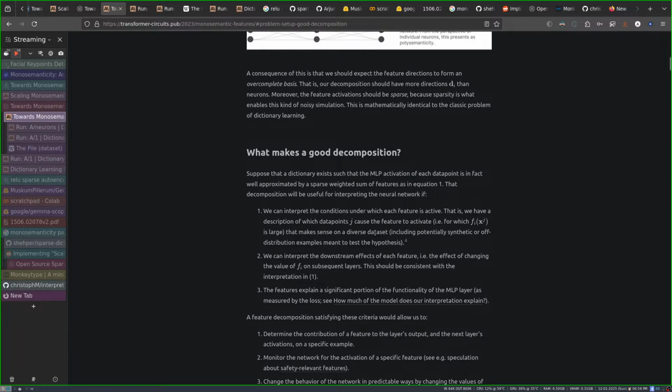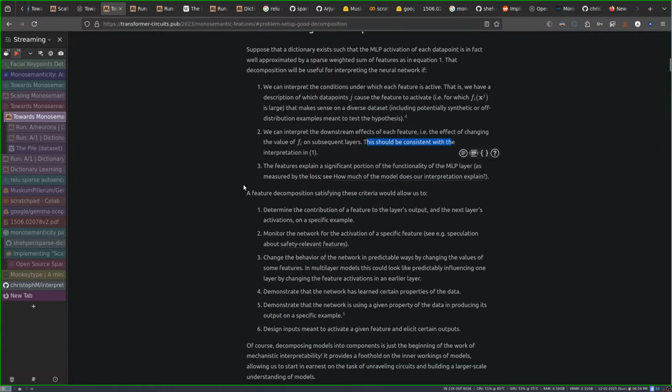Okay, so if we can find all the things that can activate that feature, that makes it a good decomposition. Okay, that makes sense on the diverse data set. We can interpret the downstream effect of changing the value of f in subsequent layers. It should be considered with interpretation 1. The feature explains a significant portion of the functionality of the MLP layer.